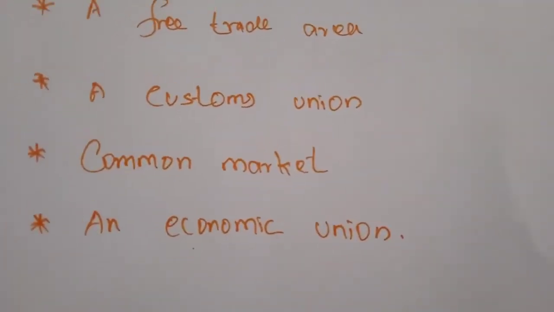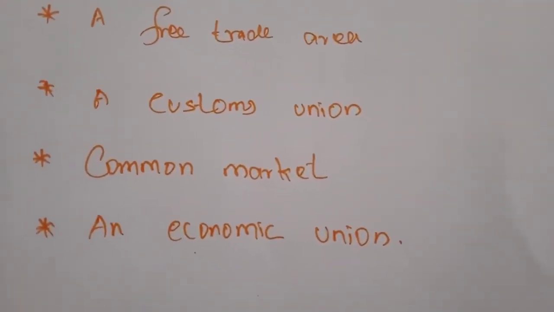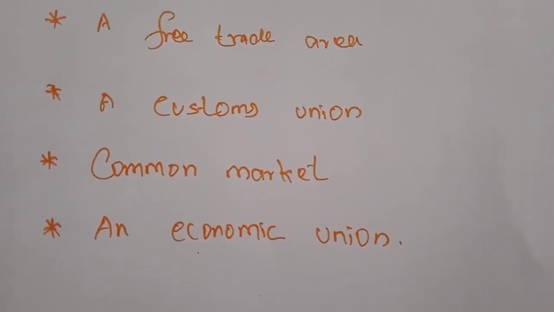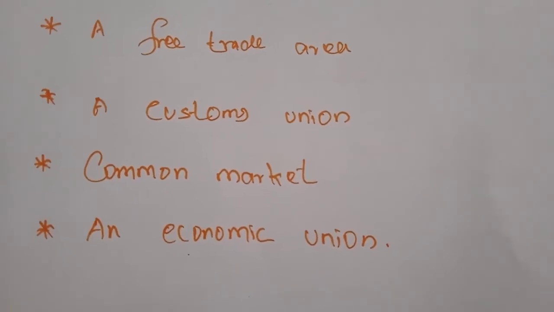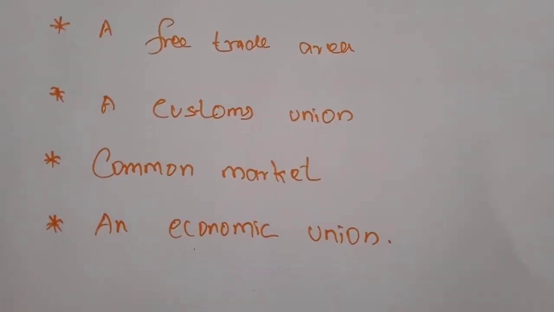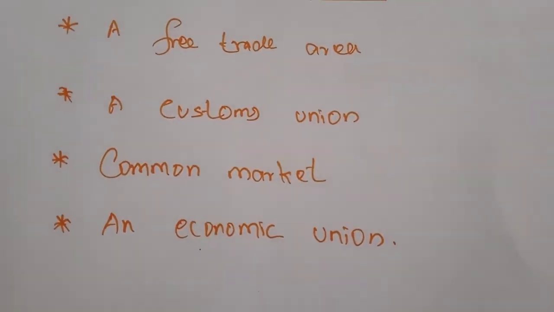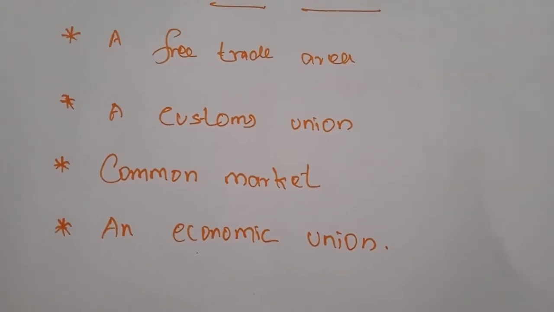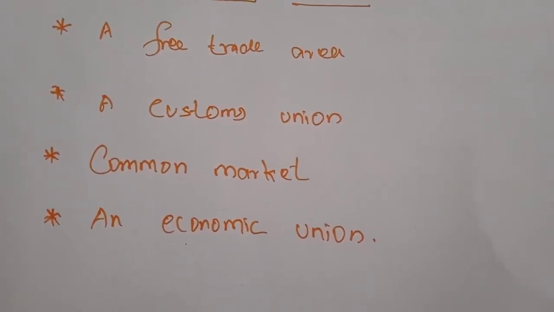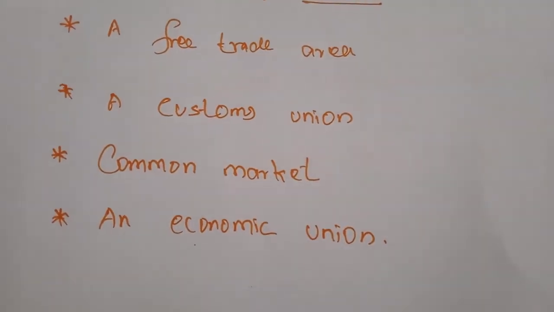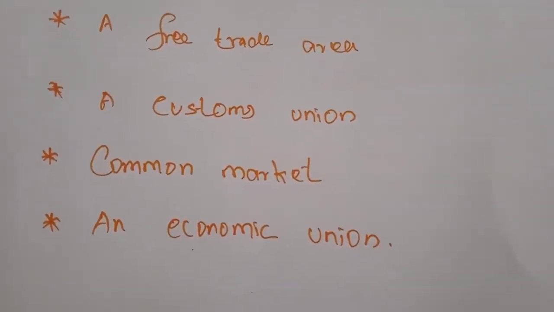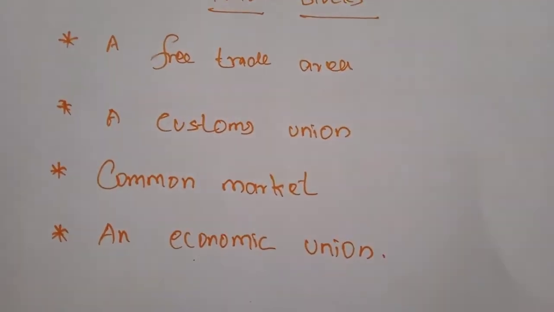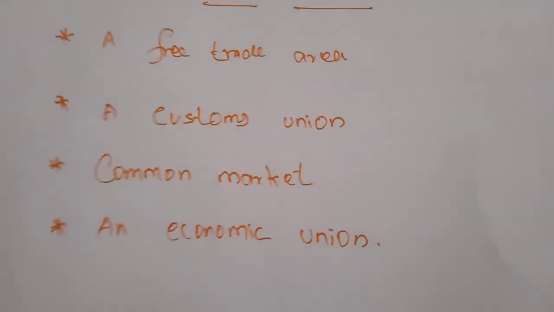Next, an economic union. An economic union is composed of a common market with a customs union. The participant countries have both common policies on product regulations, freedom of movement of goods, services, and the factors of production, and common external trade policies. For example, the European Economic Union.